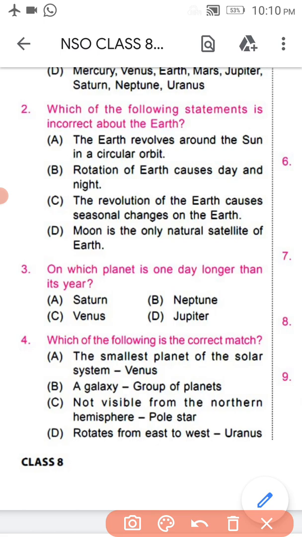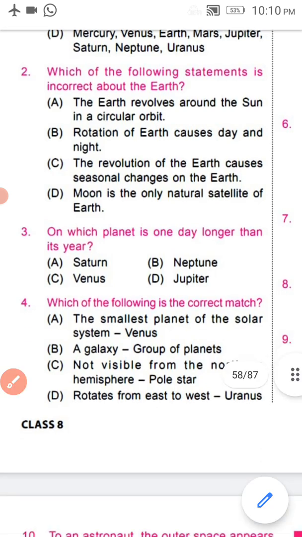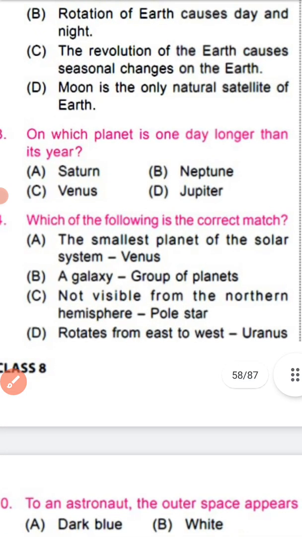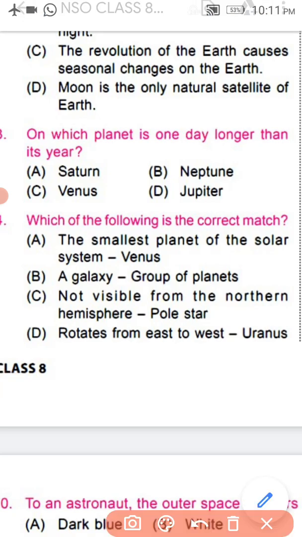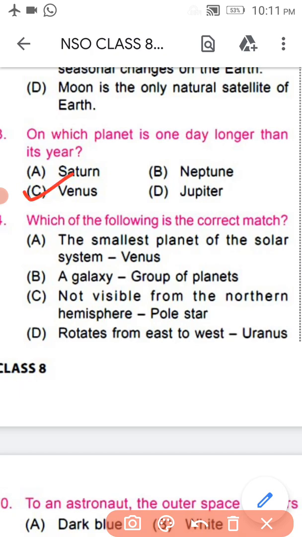Now come to question number 3. Which planet has a day longer than its year? Which planet? You have to remember this one. That is Venus. Option number C is the correct option.